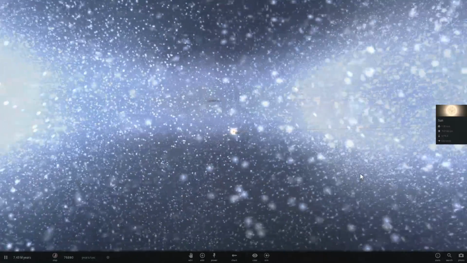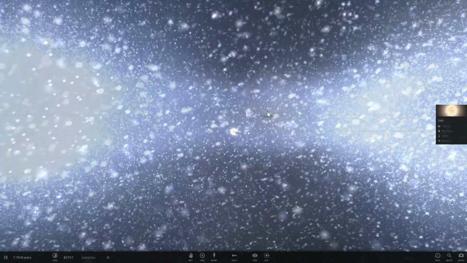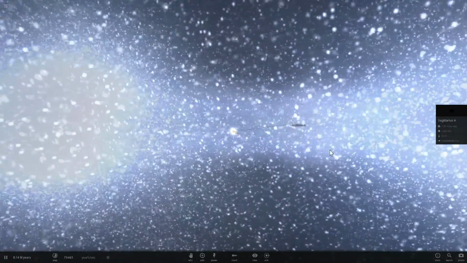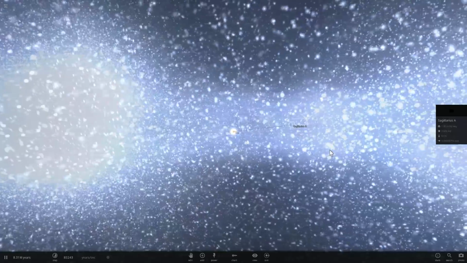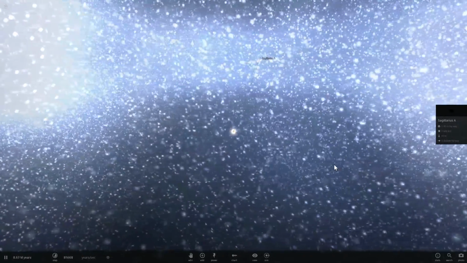This tiny speck right here is our sun orbiting around Sagittarius A, the black hole in the center of the Milky Way. Now, have you ever wondered how long it takes for our sun to complete one orbit? Well, today you're gonna find out.